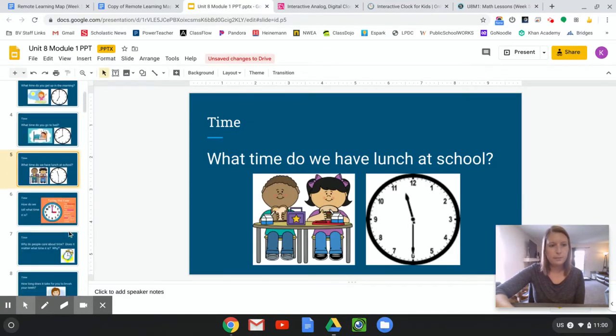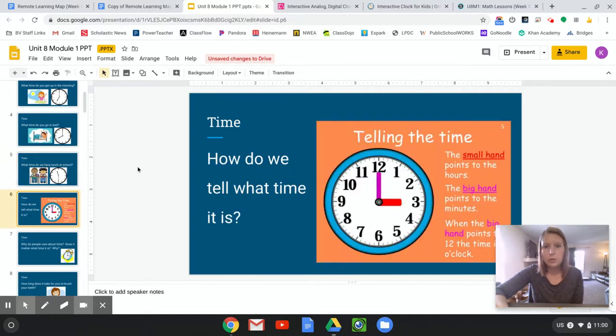All right. So just a quick review about how we tell what time it is on an analog clock. The hour hand is the small hand, and it points to the hour. The big hand is the minute hand, so that tells us the minutes. When it's pointing straight up, we say o'clock. So this clock right here says 3 o'clock.